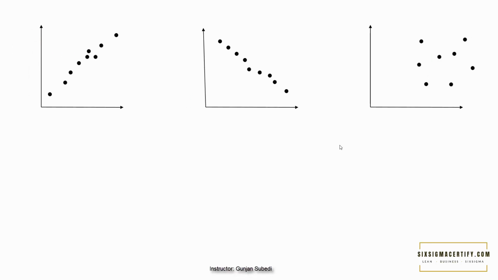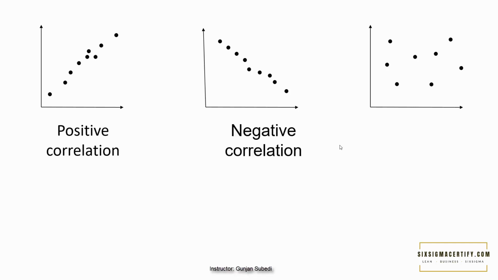For example, there could be three kinds of relation that can be shown with the scatter plot diagram. There could be positive correlation between two terms. That means when the value of one term or parameter increases, the value of the other parameter also increases. There could be negative correlation. That means when the value of one parameter increases, the value of the other parameter decreases. And sometimes there could be no relation or little relation between two parameters. So in that case, we say that there is little or no correlation.